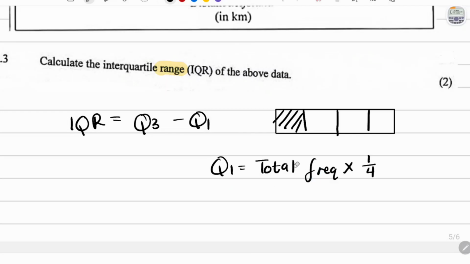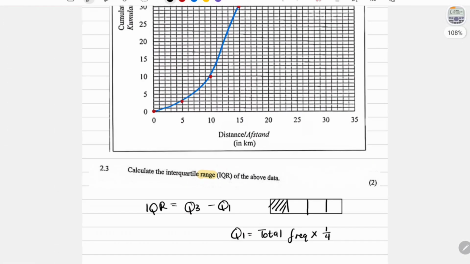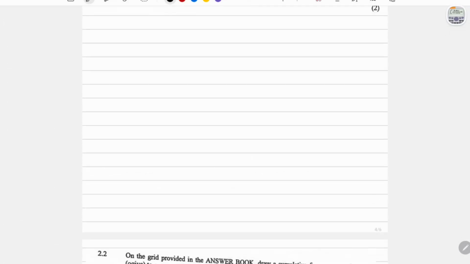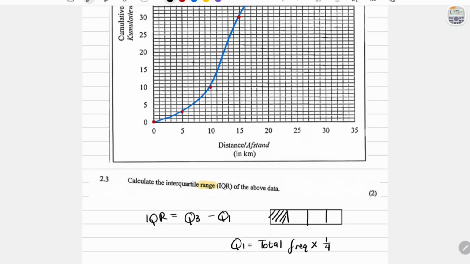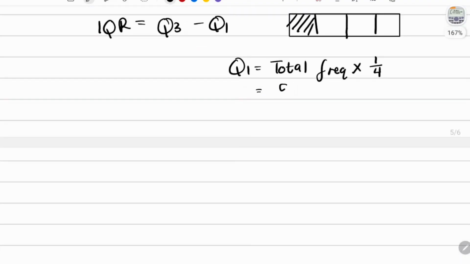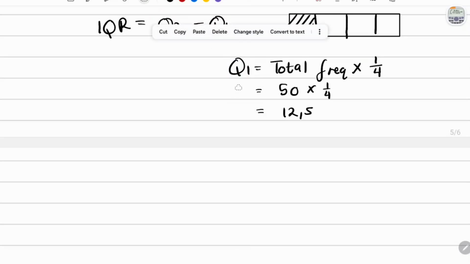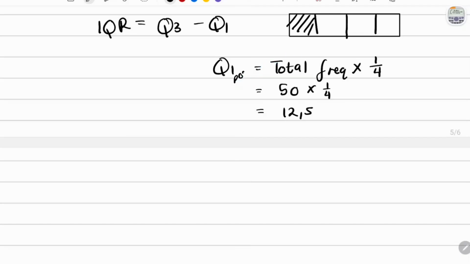Okay, so remember we're saying total frequency times that. The total frequency that we had was 50 because that was the highest. When you added everything up together, you saw how we added that. If you add everything, it will give you 50. So because of that, we're going to just say 50 multiplied by a quarter, which is 12.5, right? So 12.5. So now what do we do with this number? Remember I said that that's actually the position of the first quartile. That'll just give you the position of it.